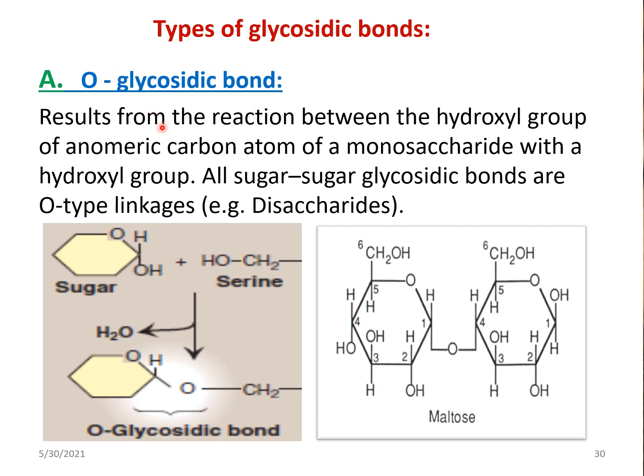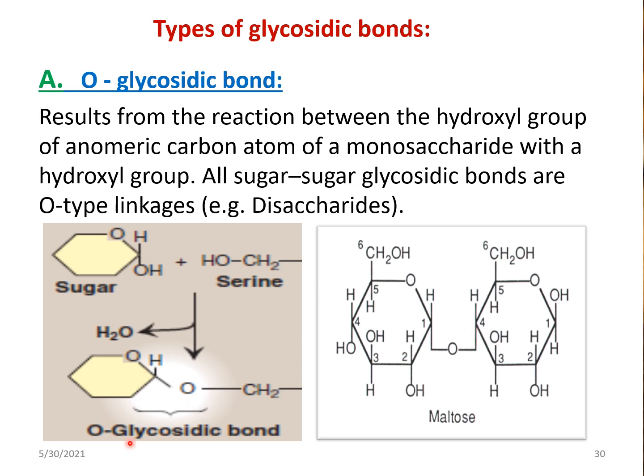So, the O-glycosidic bond results from the reaction between the hydroxyl group of the anomeric carbon atom, this is the carbon number 1, and a hydroxyl group of the second compound. All sugar glycosidic bonds are of the O type. For example, this is the disaccharide maltose. It consists of two molecules of glucose linked by an O-glycosidic bond. Why? Because this bond is formed by the reaction between the hydroxyl group of the anomeric carbon of a monosaccharide with the hydroxyl group at carbon number 4.